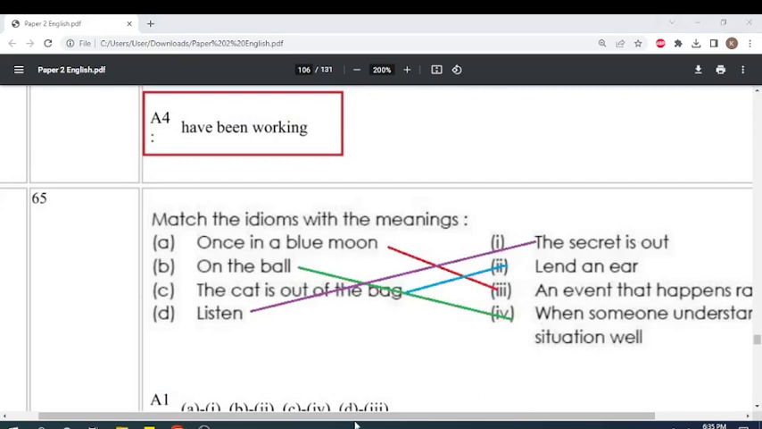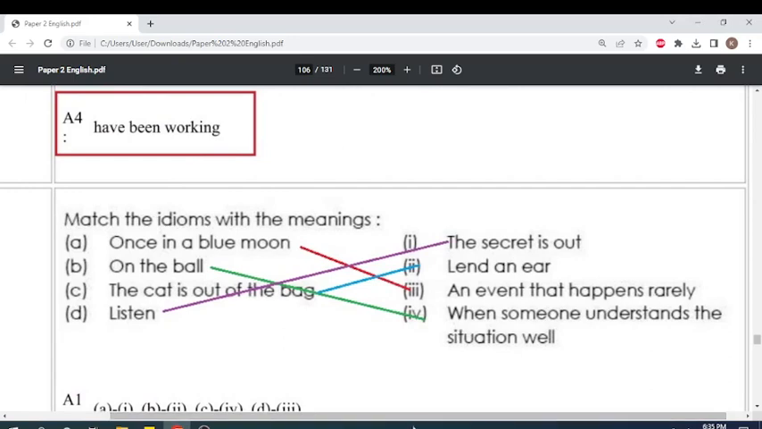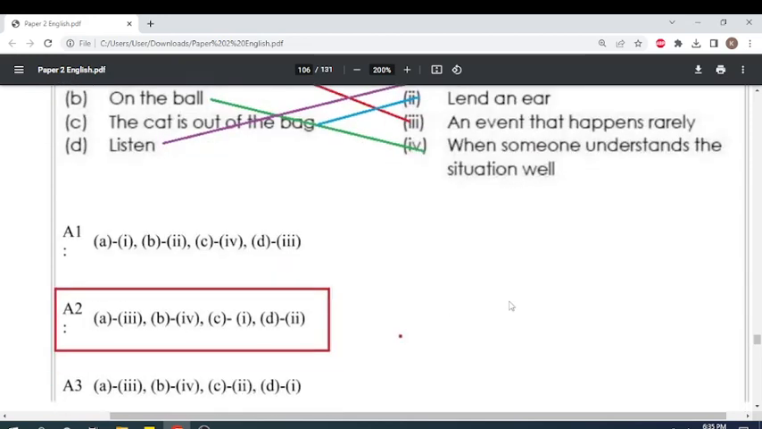65. Match the idioms with meanings. Once in a blue moon, something that happens very rarely. On the ball, when someone understands the situation well. The cat is out of the bag, the secret is out. Lend an ear, listen.